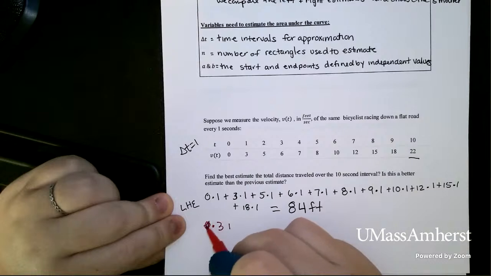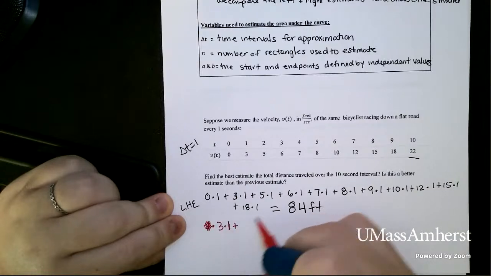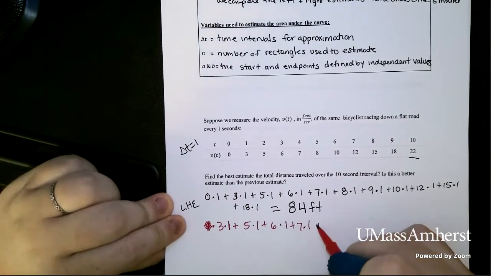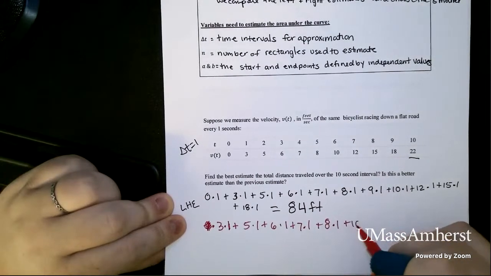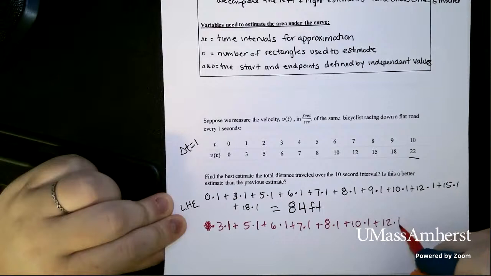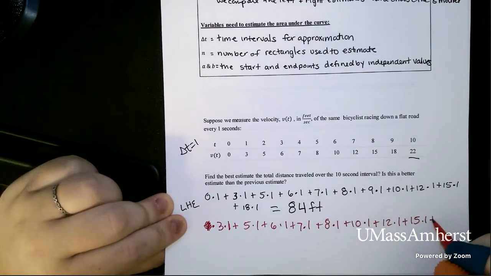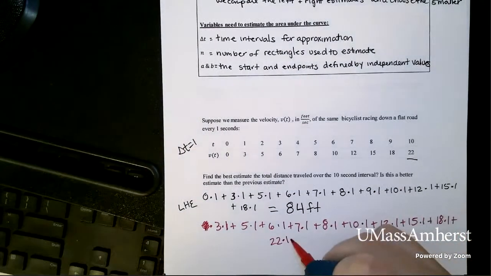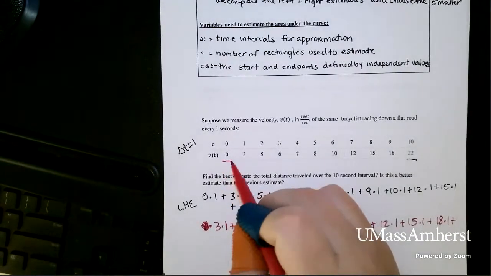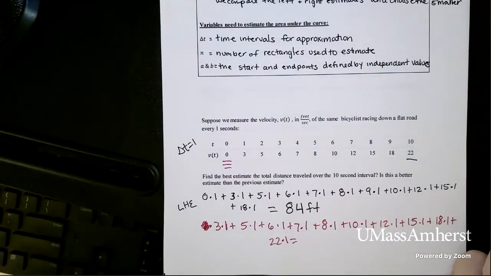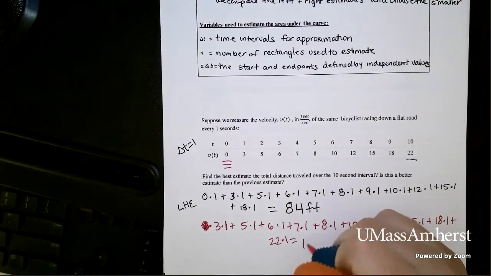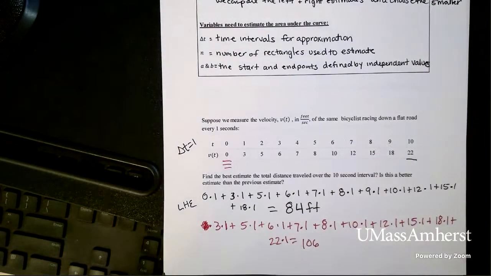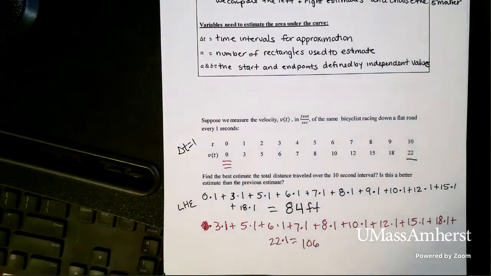So we have 3 times 1 plus 5 times 1 plus 6 times 1 plus 7 times 1 plus 8 times 1 plus 10 times 1 plus 12 times 1 plus 15 times 1 plus 18 times 1 plus 22 times 1. So notice that when you do a right-hand approximation, you don't use the leftmost rate, right? When we add those up, we get 106. So this is different than what we got before.